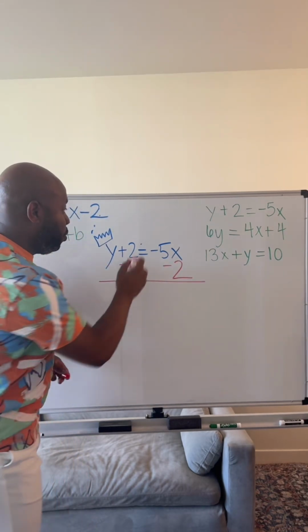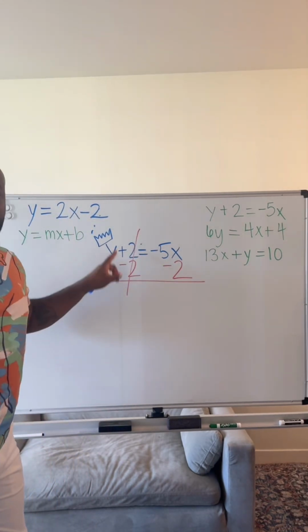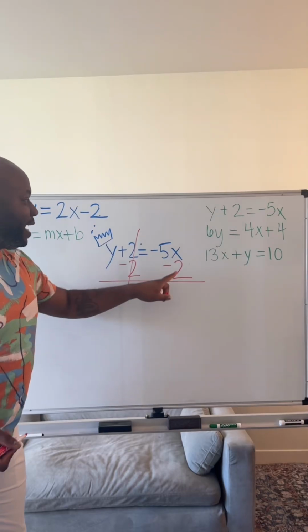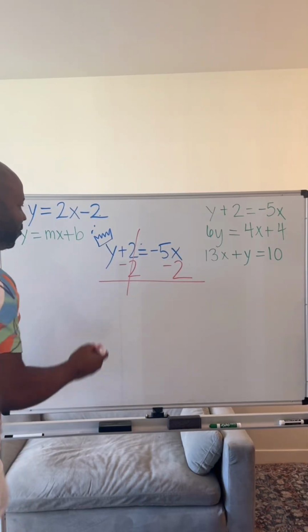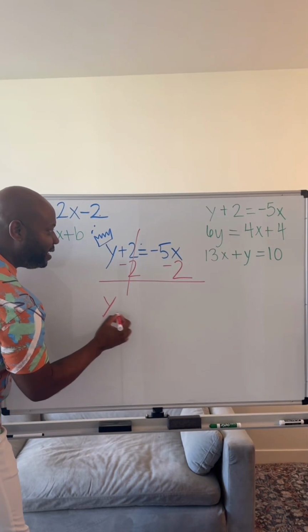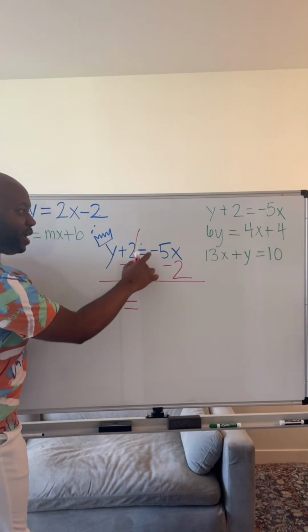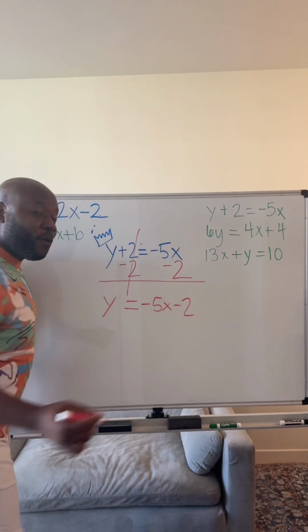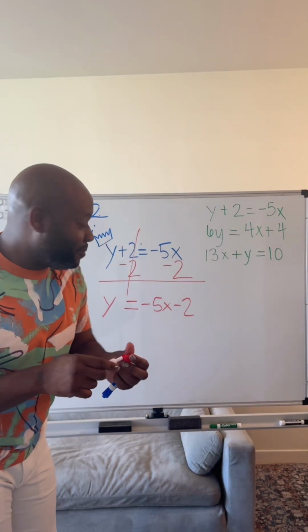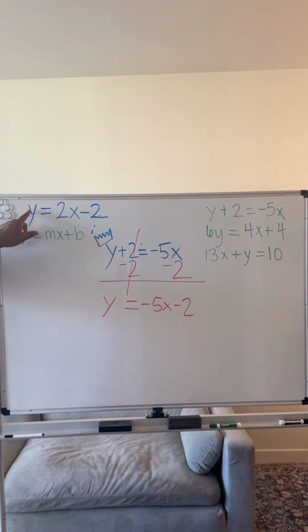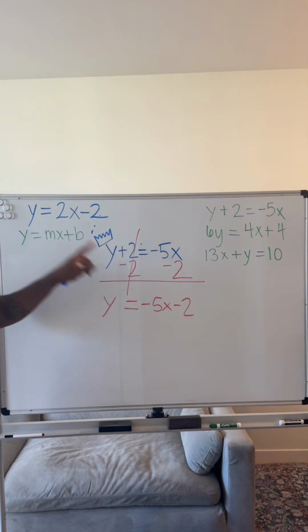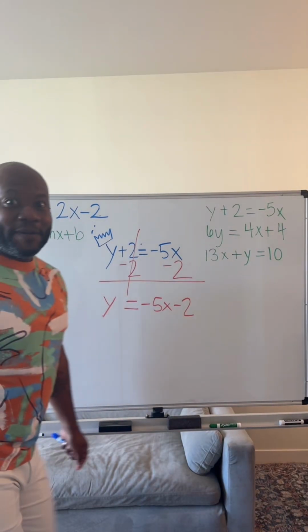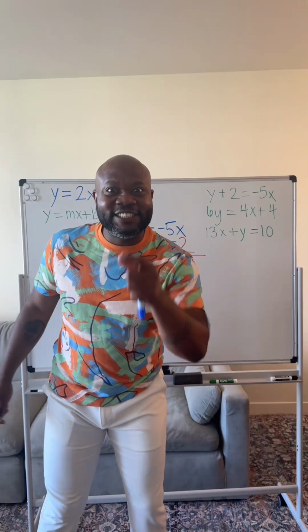Now, 2 is no longer over here. Negative 2 is over there. So we have Missy is equal to negative 5x minus 2. We can't combine them because they're not like terms. Does this look like that? We got a y, we got an equal sign, we got a slope, and we have a y-intercept. Mission accomplished. Let's do another one.